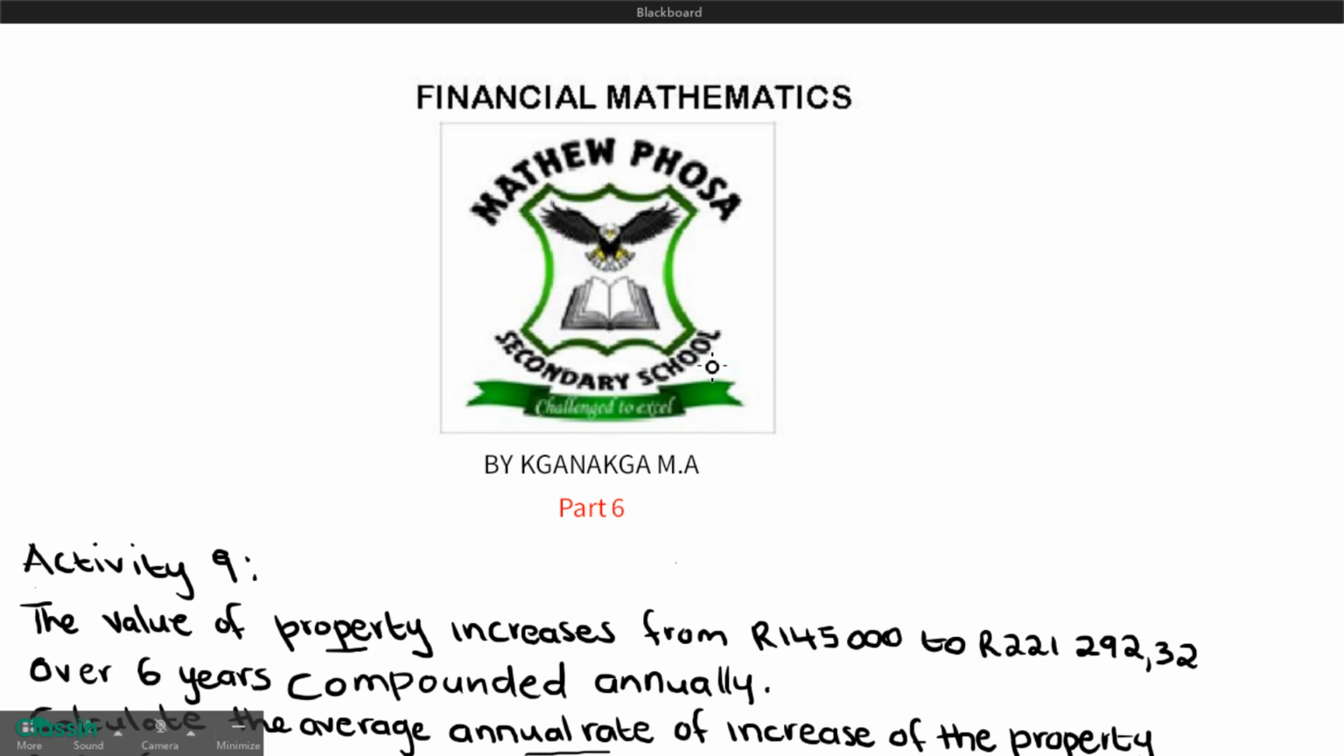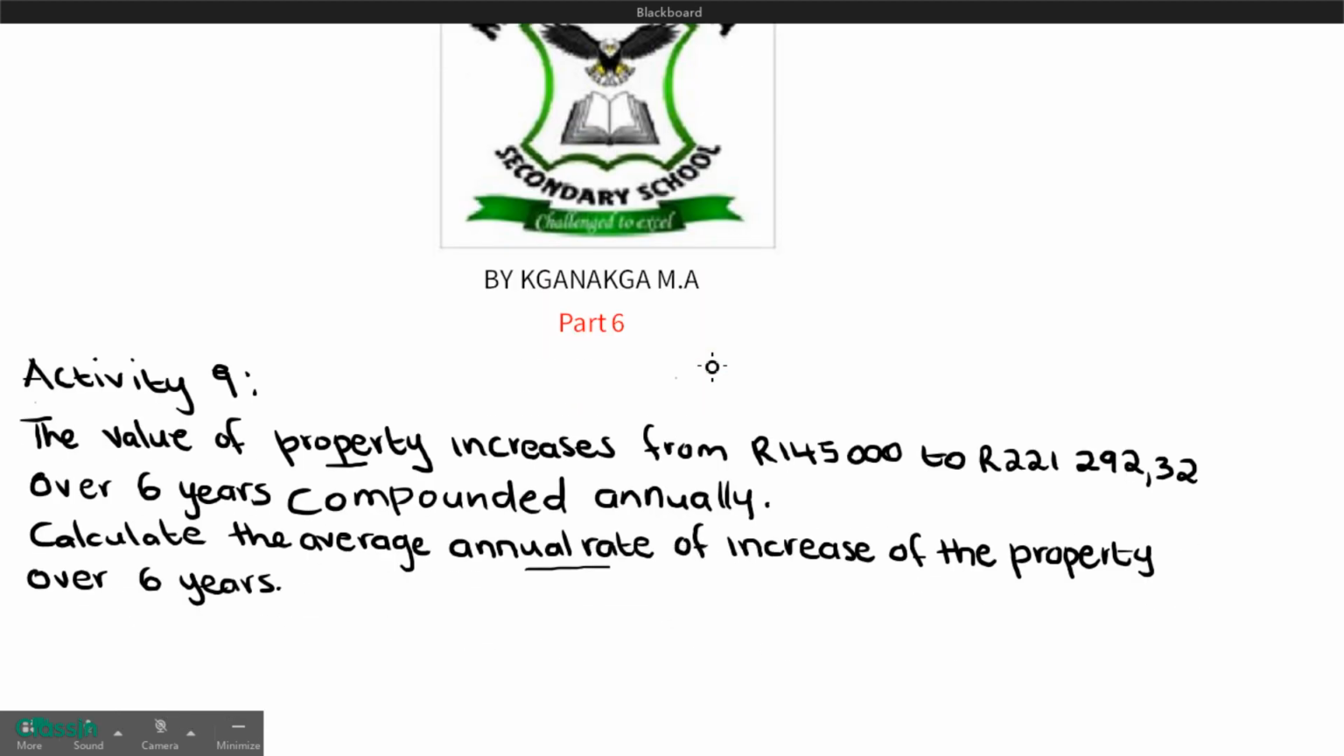We have a question here. Activity number 9. It says that the value of property increases from 145,000 to 221,292 and 32 cents over 6 years compounded annually. Calculate the average annual rate of increase of the property over 6 years.